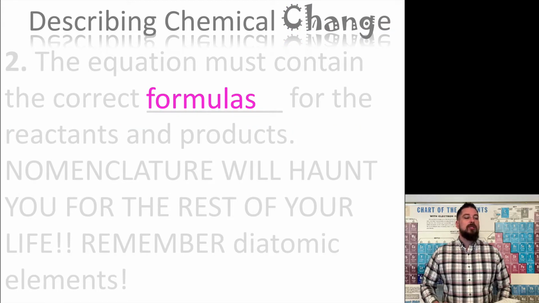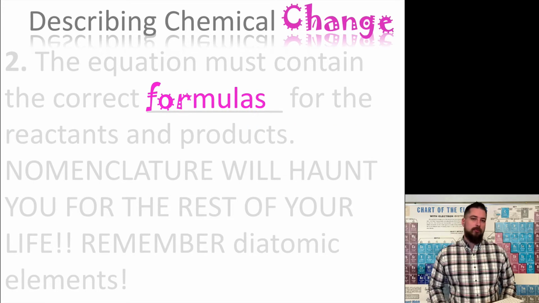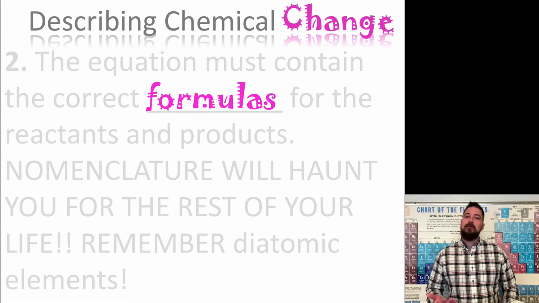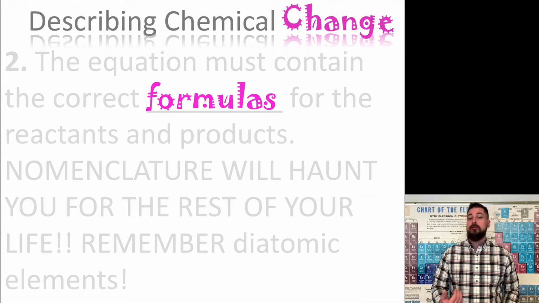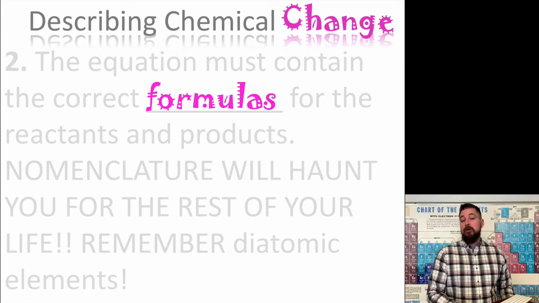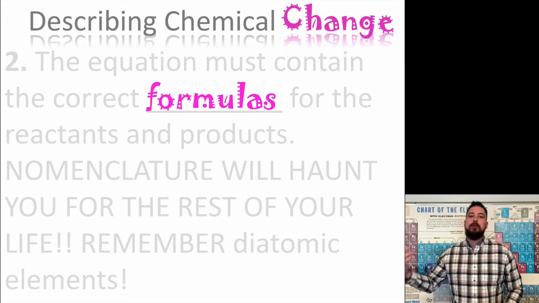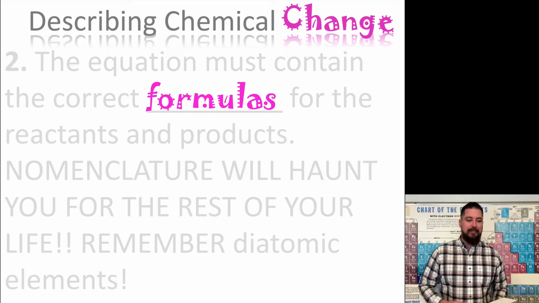Now, the equation must contain correct formulas. This is super important. An example of that is magnesium chloride, which is MgCl2, because magnesium is 2+, chloride is 1-, and to balance that, it's a 1-to-2 ratio. This is from last semester, where we learned how to come up with formulas from the names. This part is going to be really important, because if you cannot come up with the correct formula, it's going to really mess up your equation later on when we try to balance it.